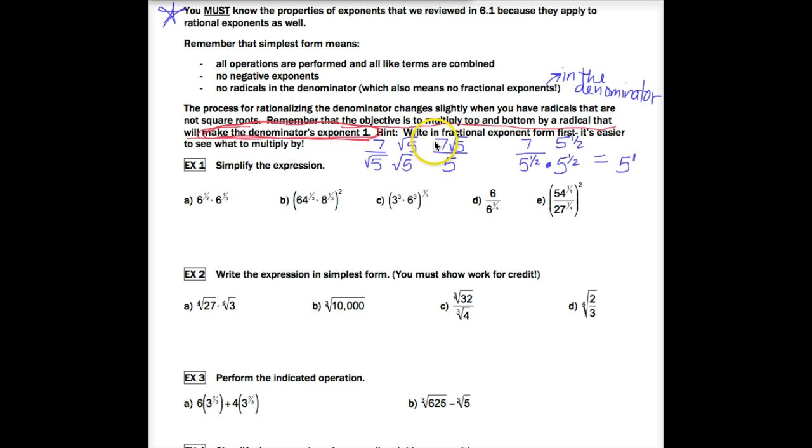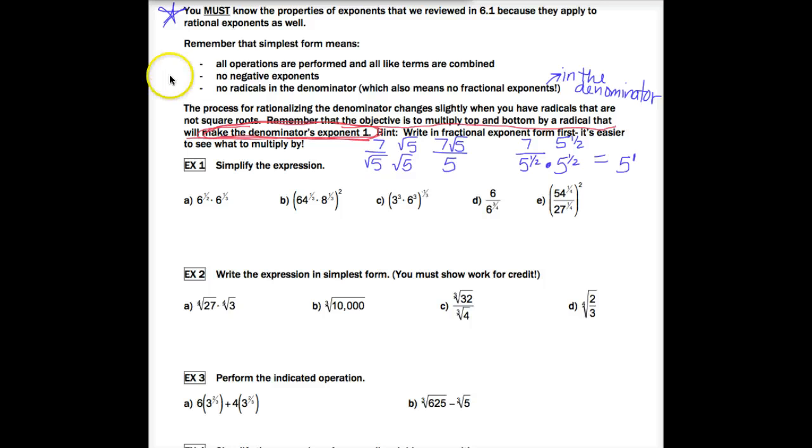It's usually easier for most people to write it in fractional exponent form. I'm going to show you both ways because some people prefer the other way. Again, I don't care which way you do it as long as you understand what you're doing and you can come up with the right answer. All right, so let's look at example 1.